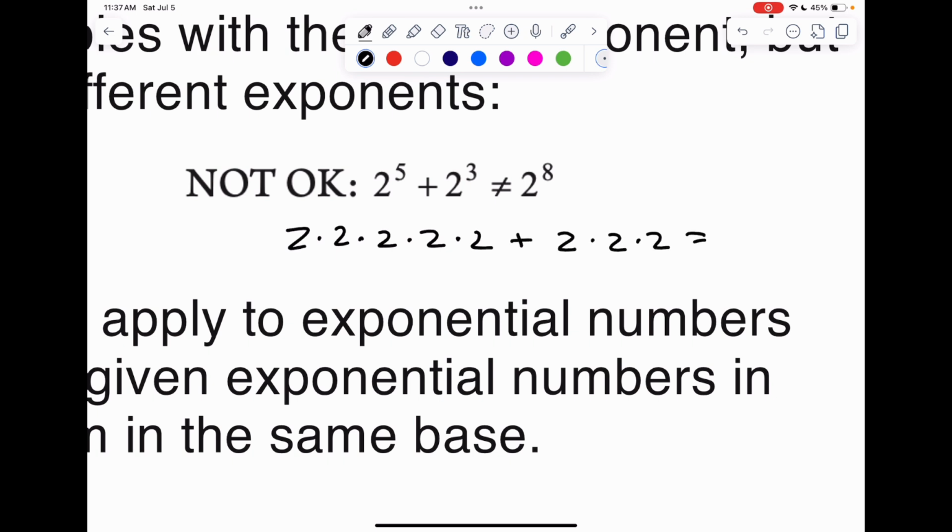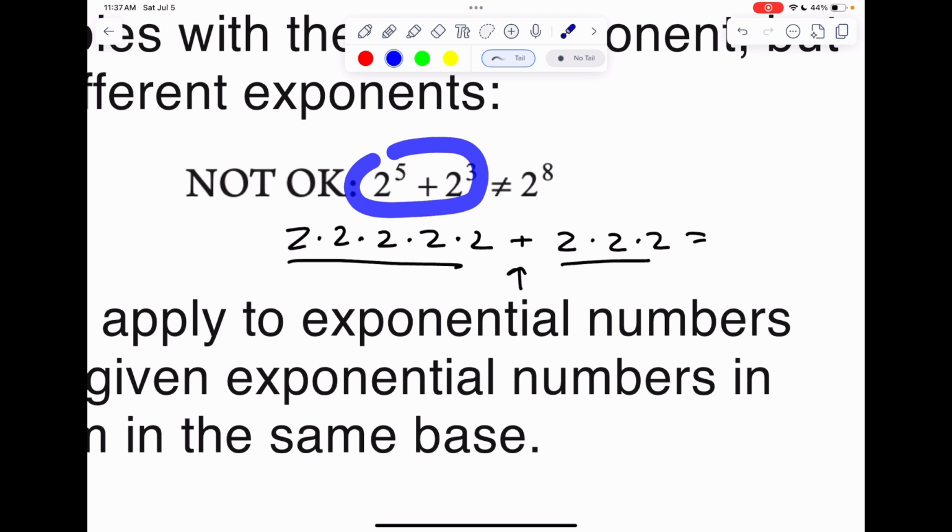Does that equal 8 2's multiplied together? No, it's 5 2's multiplied together and 3 2's multiplied together, and they're being added, not multiplied. That's why, with this one here, we don't add the exponents. This symbol here means does not equal. Keep that in mind. They do not equal each other.